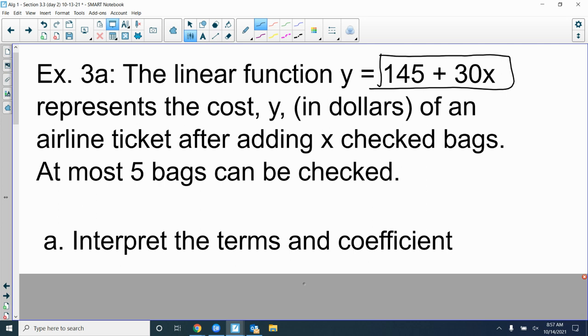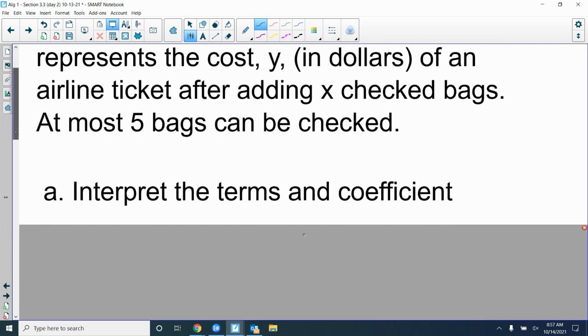2. Okay. Which one is the coefficient? Let's see if we even know that. The 30? 30. Coefficient is whatever's with the variable. So the 30 is with the variable. So the coefficient is 30.